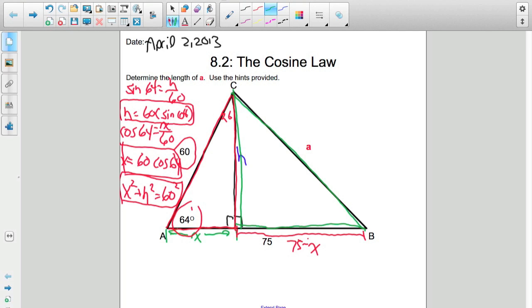So let's apply the Pythagorean theorem to this. So what's the Pythagorean theorem on the right triangle? I'll start it off. a squared is equal to. Okay, but in terms of the context here, h squared plus 75 minus x. So that's the side length, right? 75 minus x, we want to square that.